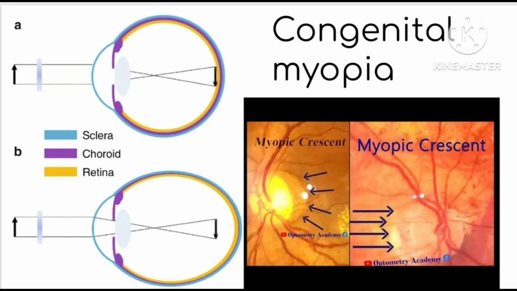Congenital myopia. As you can see in this picture on the left, the light rays are not focusing on the retina but instead in front of the retina. This defect is called myopia, and when it's present from birth, it's called congenital myopia. It is important to diagnose it early because we can prevent amblyopia. What is amblyopia? Amblyopia is when one eye is less functioning than the other eye because it received less stimulation from the external environment.